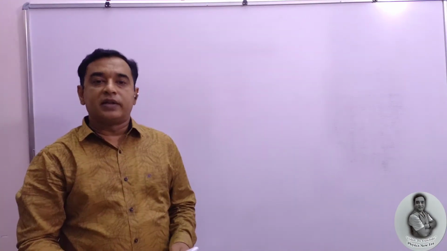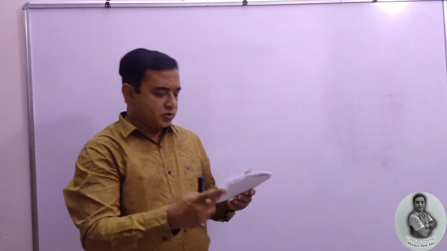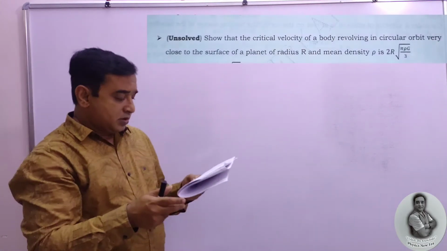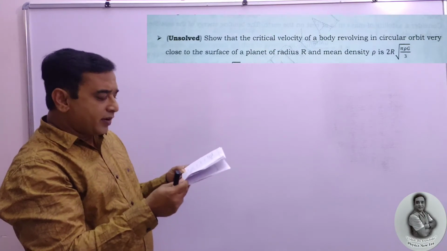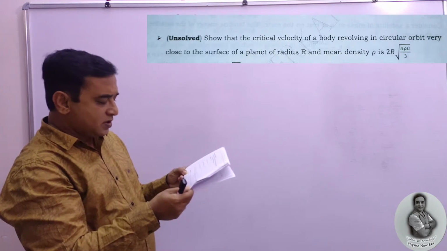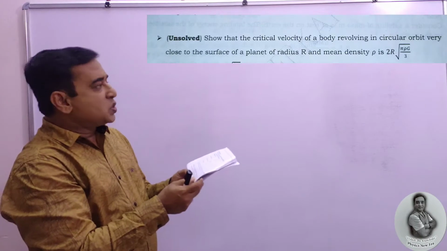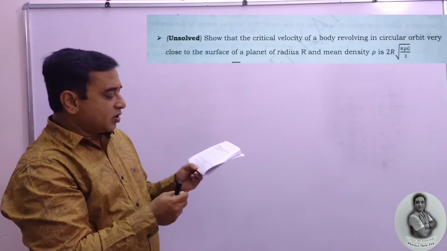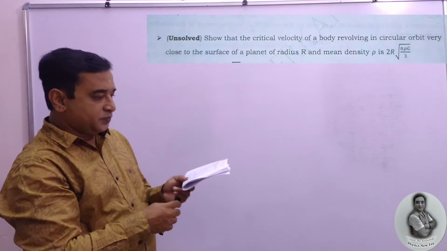Let us solve the next assignment. In that one, what is given, I am going to show you. Here, the assignment before you: show that the critical velocity of a body revolving in a circular orbit very close to the surface of the planet of radius R and mean density rho is 2R into under root of pi into rho into G upon 3.